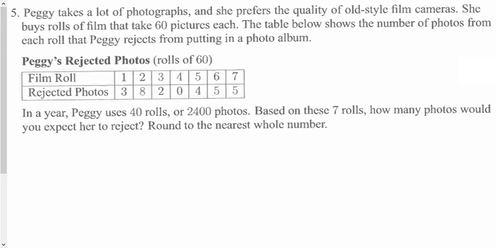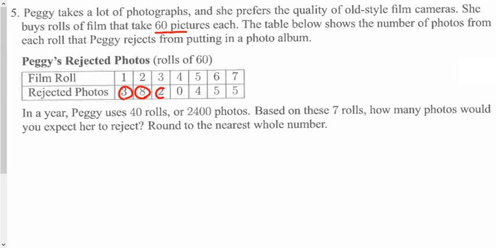For the very last one, I'm not going to use two different methods. I think you can adapt yourself. I'm just going to set up a proportion here, and let's take a look at this. Each roll of film that Peggy uses has a total of 60 pictures on it, and of those 60, sometimes some of them get mixed up and they have to be rejected. They don't turn out the way that they should. So you can see out of one roll, she had to throw out 3.